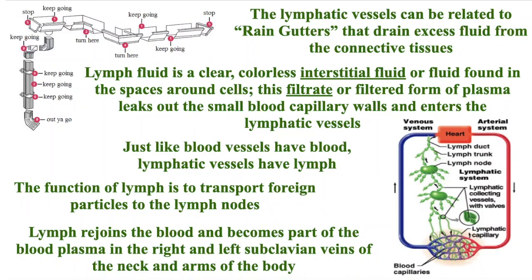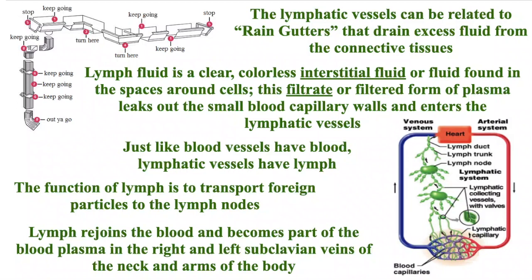Now the lymphatic vessels can be described or identified as rain gutters. The rain gutters will collect water from around the roof of the house and then send it out. That's very similar to the lymphatic vessels. They drain this excess interstitial fluid and then basically send it out.